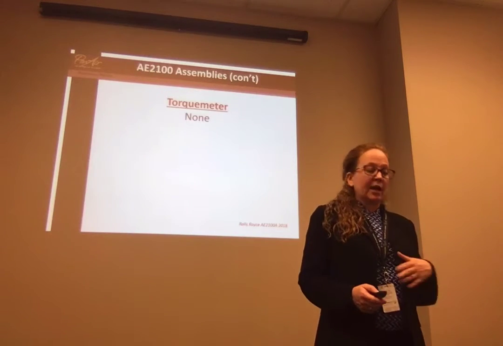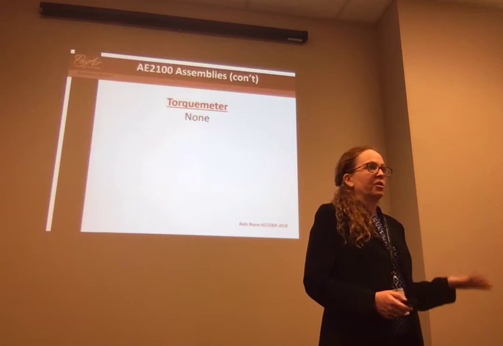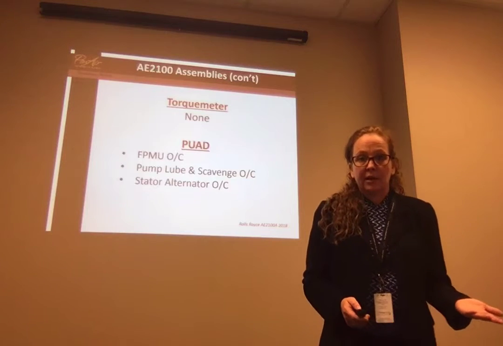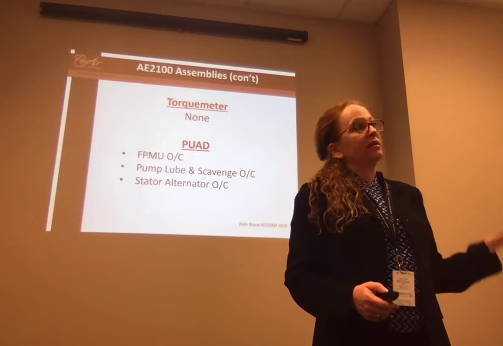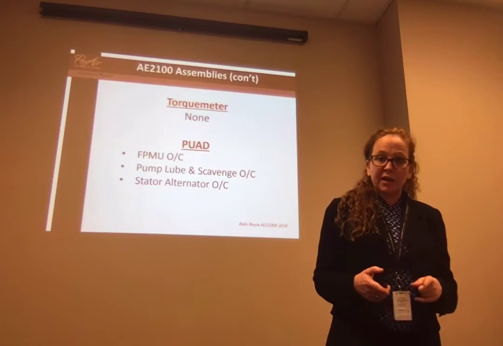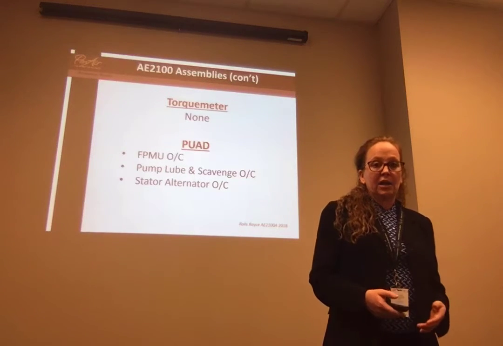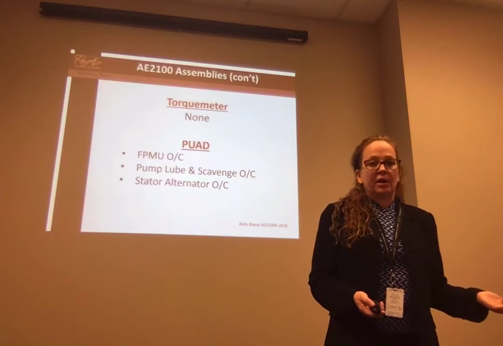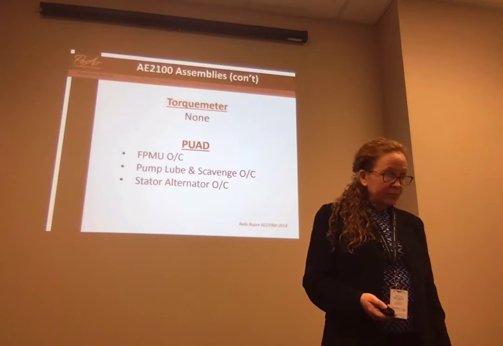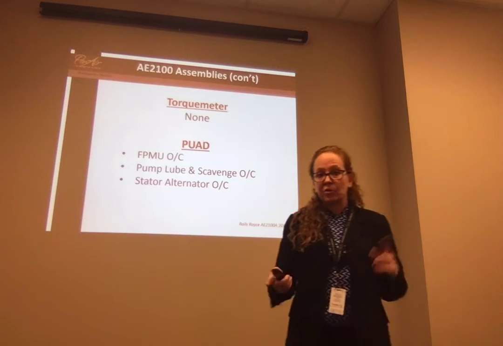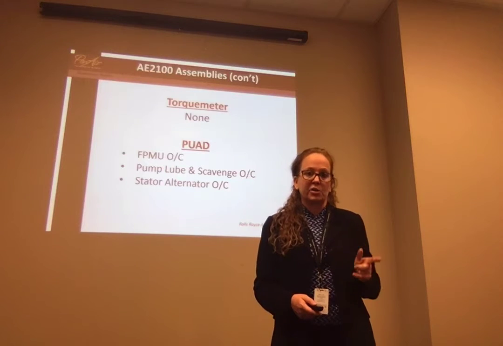So torque meter, again, we've already covered. There's nothing we track there on condition. We want to know when it went on and when it went off. And then you've got your PUAD. This is the one that has 3 on-condition parts based on trend analysis that we want to track. Your FPMU, your pump, lube, and scavenge, and your stator alternator. All on condition, all tracked through the logbook. We'll show you where to pull those on and off in the logbook at our next 25-minute training.